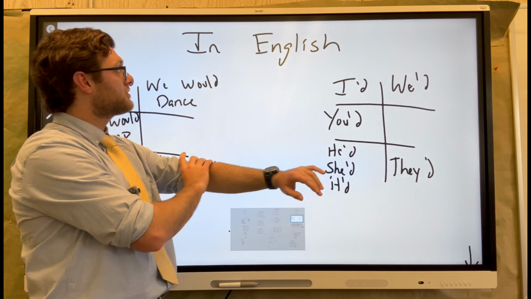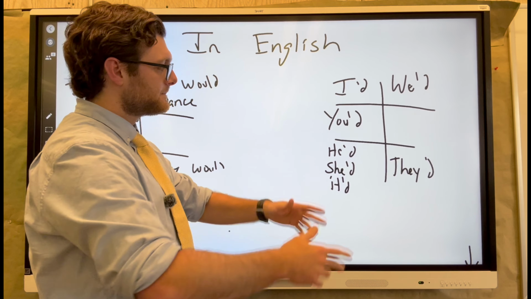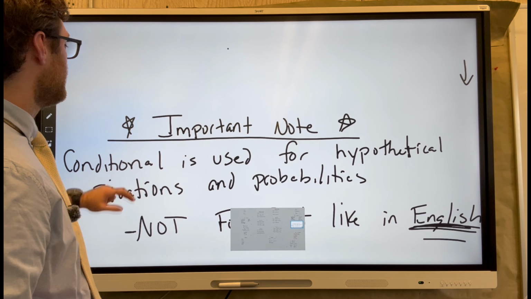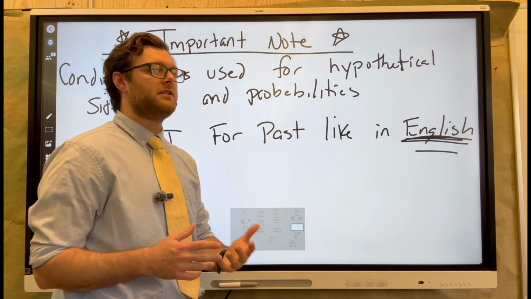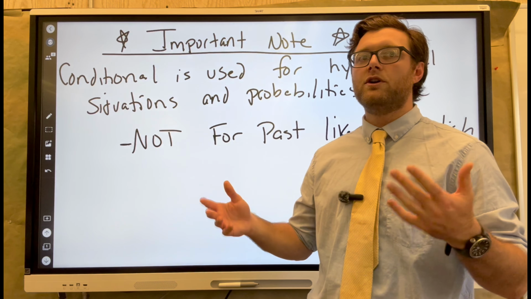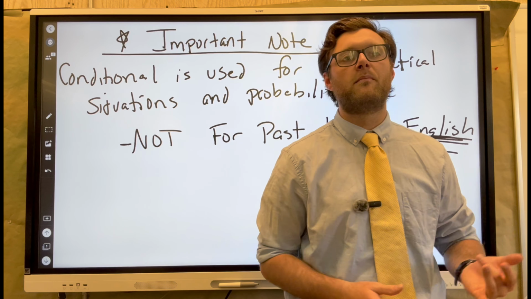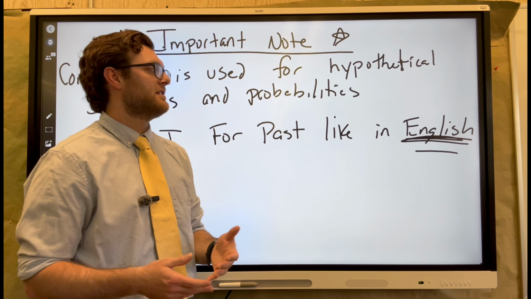Okay, so like I said, I'd, you'd, we'd, these are all the conditional tense. Let's head on down now and see how exactly it's used, right? And as I said earlier, we use it for hypothetical situations and probabilities, all right? I would jump, but I'm not athletic. I would go to the mall, but I'm too tired, right? These are all conditional phrases that we use in English.